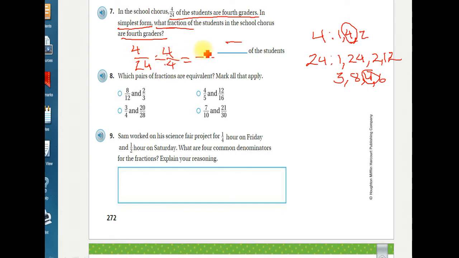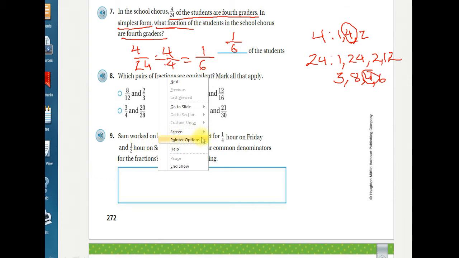So 4 divided by 4 is 1 for my numerator. 24 divided by 4, well, I did that over here. Remember, 4 times 6. So 24 divided by 4 is going to be that fact family, 6. So for my answer, 1/6 of the students. And that's in simplest form. Remember, 1 and I'm done. If I get a 1 as my numerator, I know I don't need to simplify anymore.